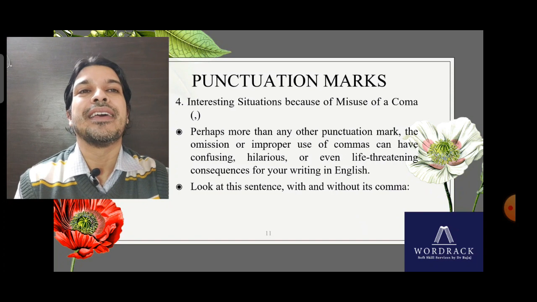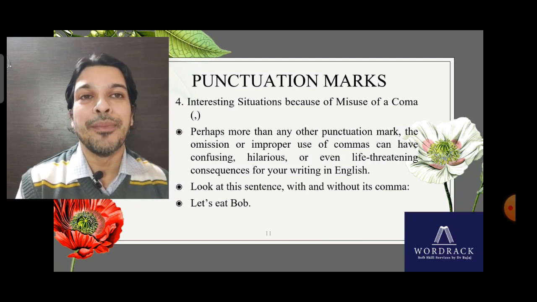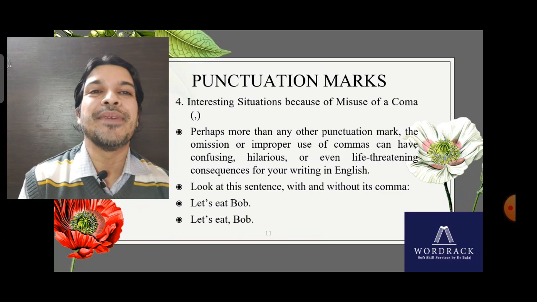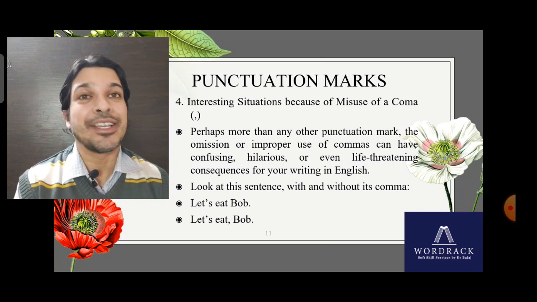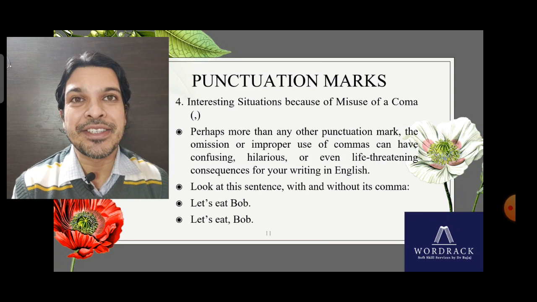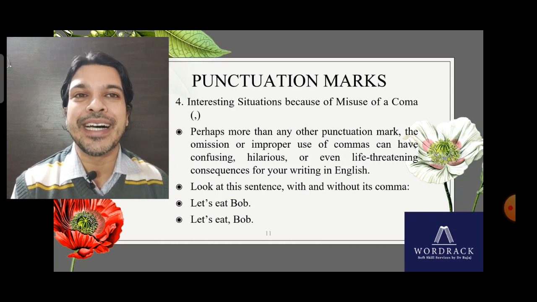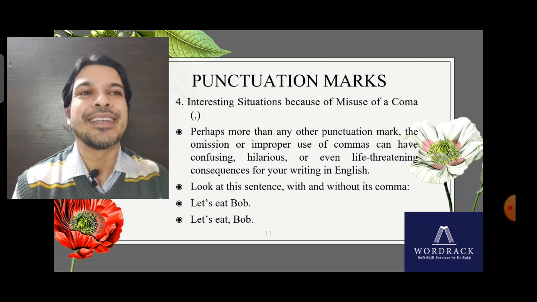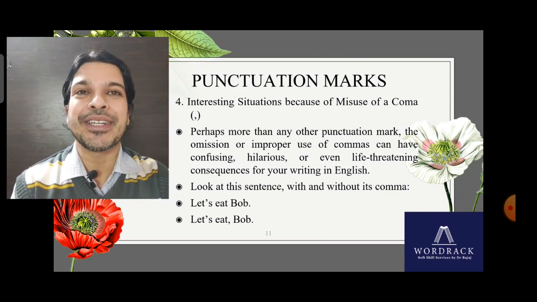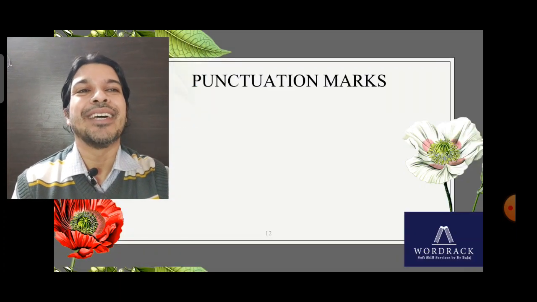Here's the example. Here the sentence is there without a comma. Let's eat Bob. Now compare this with the second one. Let's eat, Bob. So the first one without the comma might actually scare Bob quite a lot, because it means that you are inviting others to eat Bob. But if you put this small comma at the right place, it becomes an invitation. So what you're actually saying is, let's eat, Bob. You're inviting Bob to eat along with you. So I hope you'll not scare poor Bob quite a lot by misusing this comma, and you'll be using it at the proper place. We move forward.